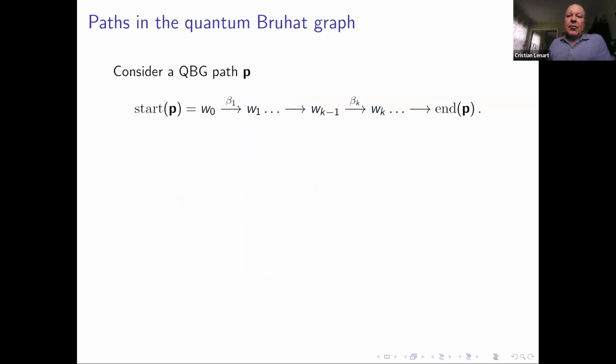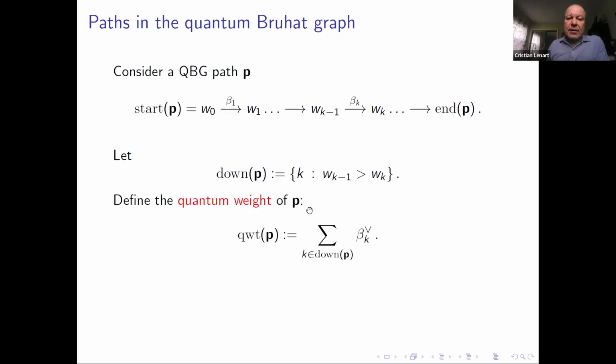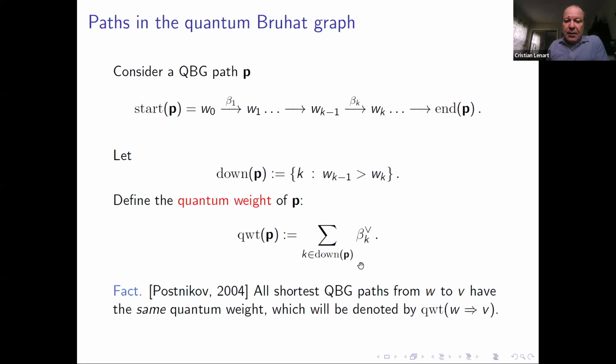And now we'll consider paths in the quantum Bruhat graph, paths with some start and some end. And the quantum edges with the covers can alternate in any order. Then we look at the places where we have down steps, so quantum steps in this path. That's down of P. And then the quantum weight of the path is just obtained by summing the labels, the coroots actually, corresponding to the edges where you have down steps. That's the quantum weight of a path. And Postnikov proved that if you take all the shortest paths between two Weyl group elements, then they all happen to have the same quantum weight, and this will be denoted by wt(W, V). So this will be a result we'll need.